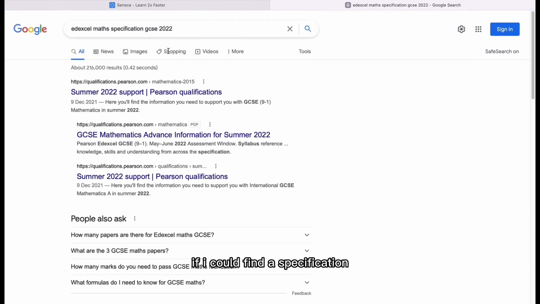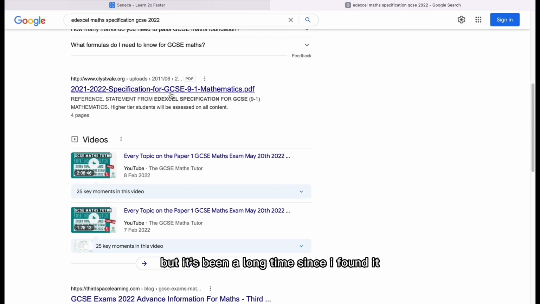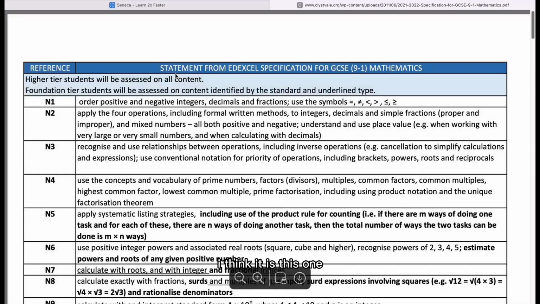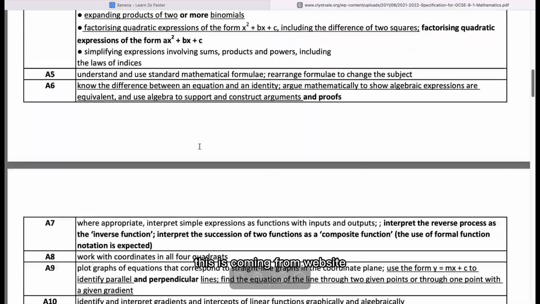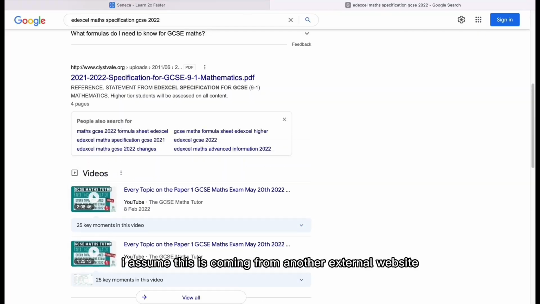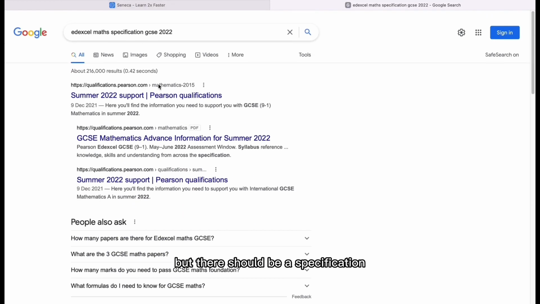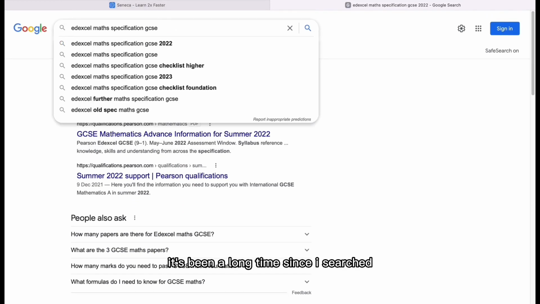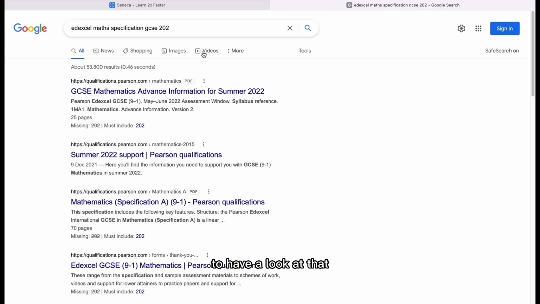If I could find this specification, that would be very interesting, but it's been a long time since I found it. I think it is this one. This is coming from a website. I assume this is coming from another external website, but there should be a specification. It's been a long time since I searched, but I do recommend that teachers and my students have a look at that.